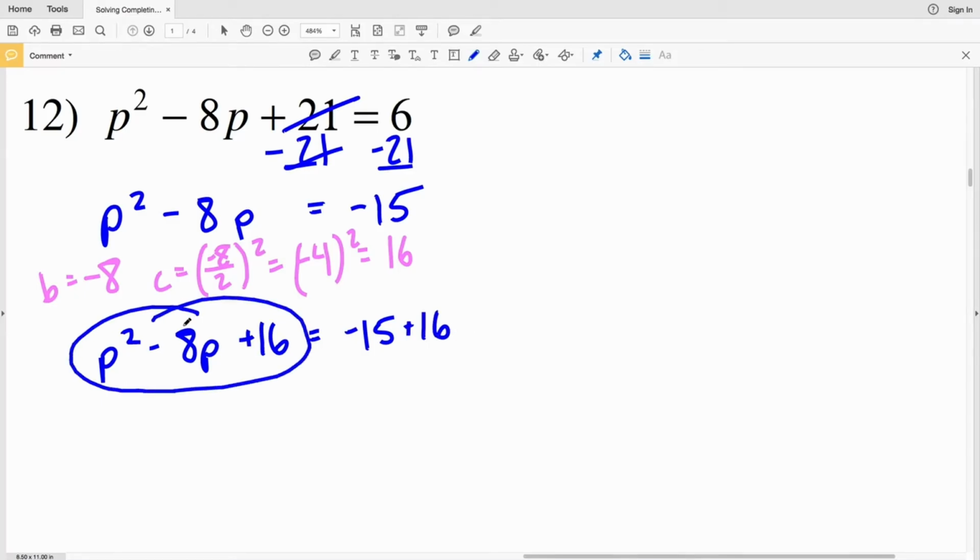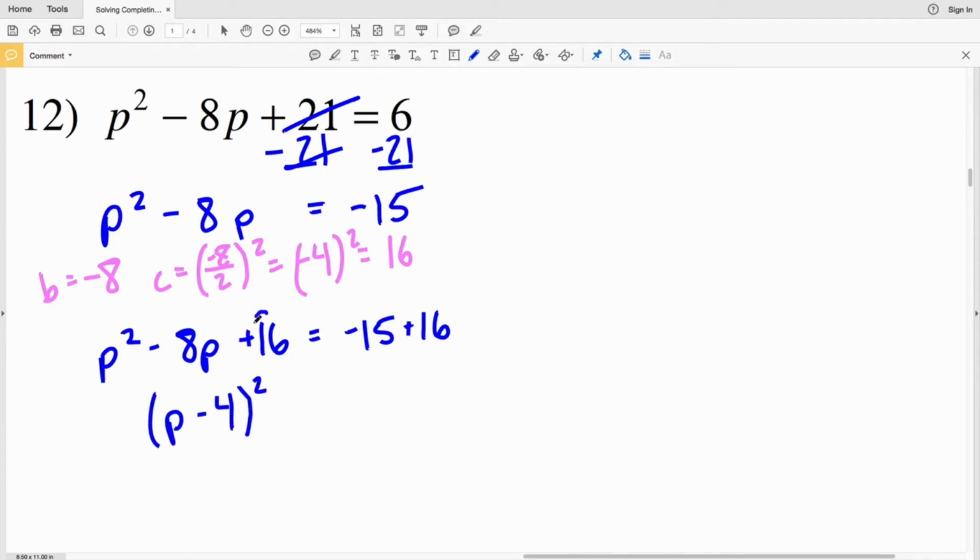Now on the left-hand side of my equation, that's in the form of a squared minus 2ab plus b squared, which I can write as a minus b squared. So I'll write this as p minus 4 squared, since b squared, 4 squared is 16, minus 2 times a times b, 2 times p times 4 is 8p, and a squared is p squared. Negative 15 plus 16 is a positive 1.